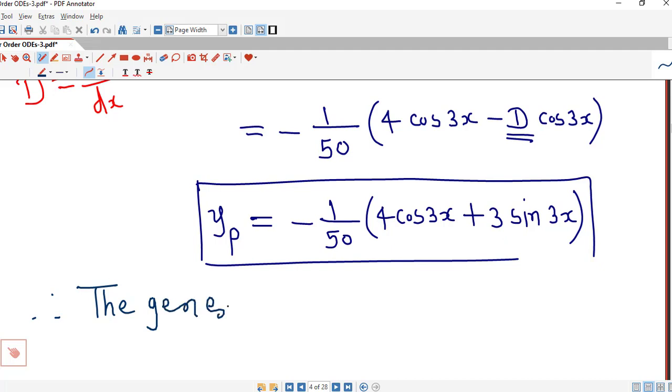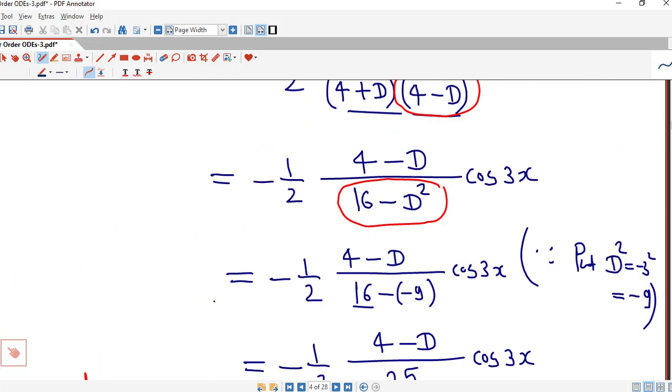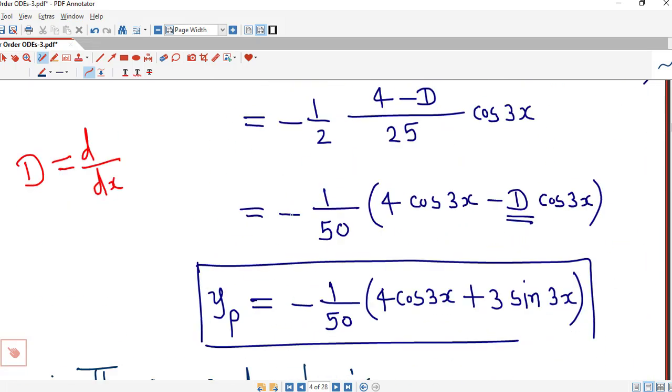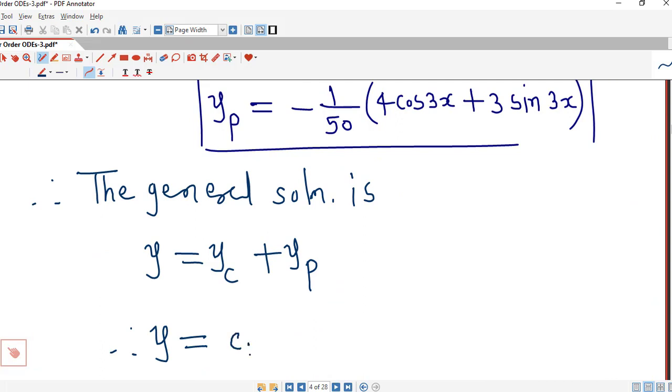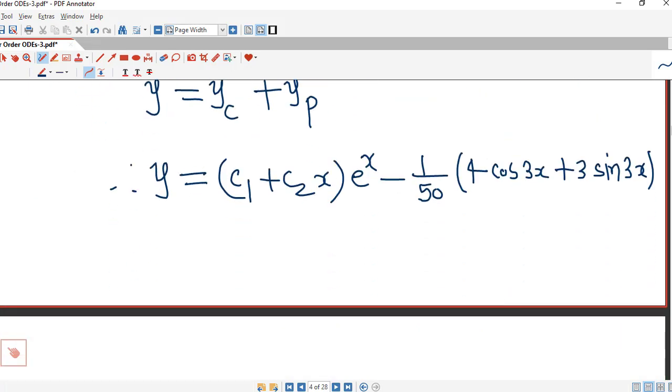using the shortcut method. Now the next step is to write down the general solution. The general solution is nothing but y equal to yc plus yp. Therefore y equal to, first we write the complementary function, which is (c1 plus c2x) e raised to x, minus 1 over 50 times (4 cos 3x plus 3 sin 3x), where c1 and c2 are arbitrary constants.